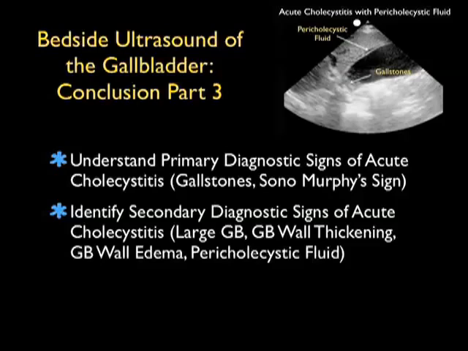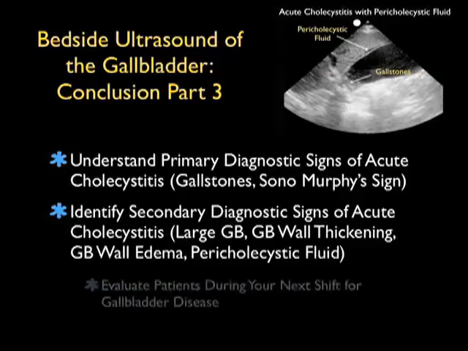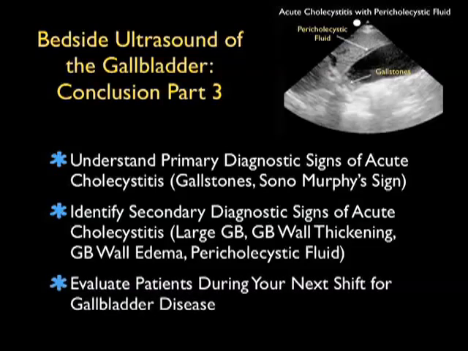I hope also that you can identify some of the secondary diagnostic signs of acute cholecystitis, that is a large gallbladder, a distended gallbladder greater than 10 centimeters with gallbladder wall thickening greater than 3 millimeters, the presence of gallbladder wall edema, and also finally the presence of pericholecystic fluid.